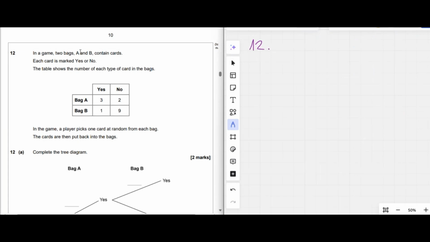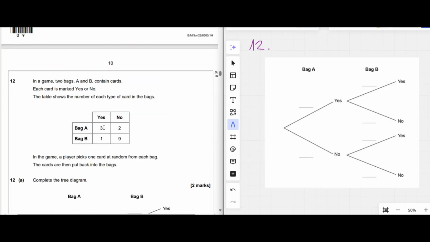In a game, 2 bags, A and B, contain cards. Each card is marked yes or no. The table shows the number of each type of card in the bags. So 3 yes, 2 no, and then 1 yes and 9 no. In the game, a player picks 1 card at random from each. The cards are then put back into the bags. Complete the diagram. How many cards in total do we have in bag A? 5. 5 cards. And in bag B, 10.